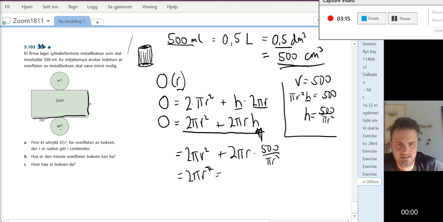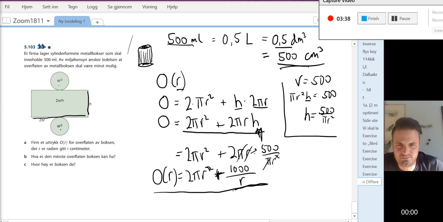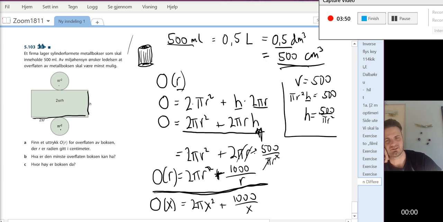I can multiply this into the denominator, and I can then reduce pi here and this R against one of these R's, and I can multiply these two, so I get plus 1000 in the numerator, and in the denominator I only have R. So now I have a function of the surface in terms of R, like this. But just to make it simple, let's call it X instead. GeoGebra likes X better. So this is now a function of the surface where X is the radius of this cylinder, like this.